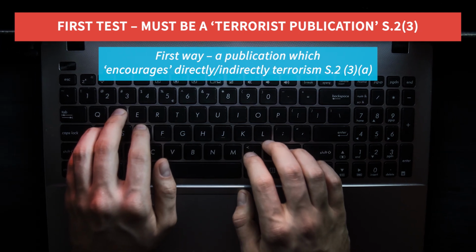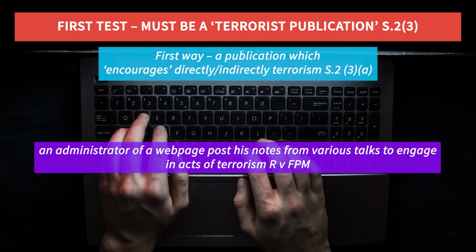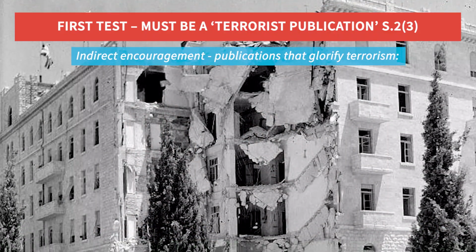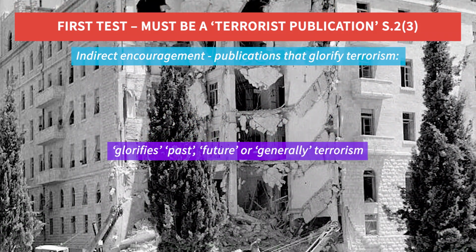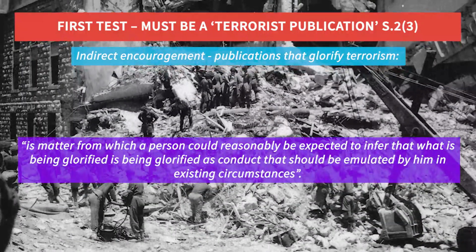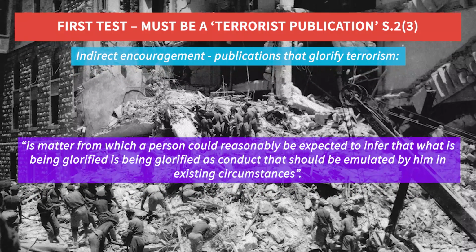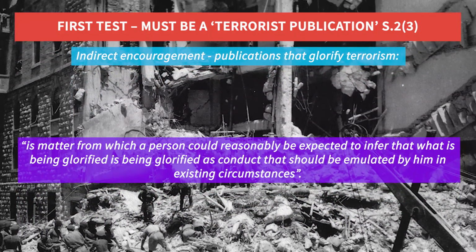An example of a direct encouragement could include an administrator of a web page posting his notes from various talks to engage in acts of terrorism. Indirect encouragement, on the other hand, refers to publications which glorify past, future or generally terrorism. And this is the most important point: it is a matter from which a person could reasonably be expected to infer that what is being glorified is conduct that should be emulated by him in existing circumstances.